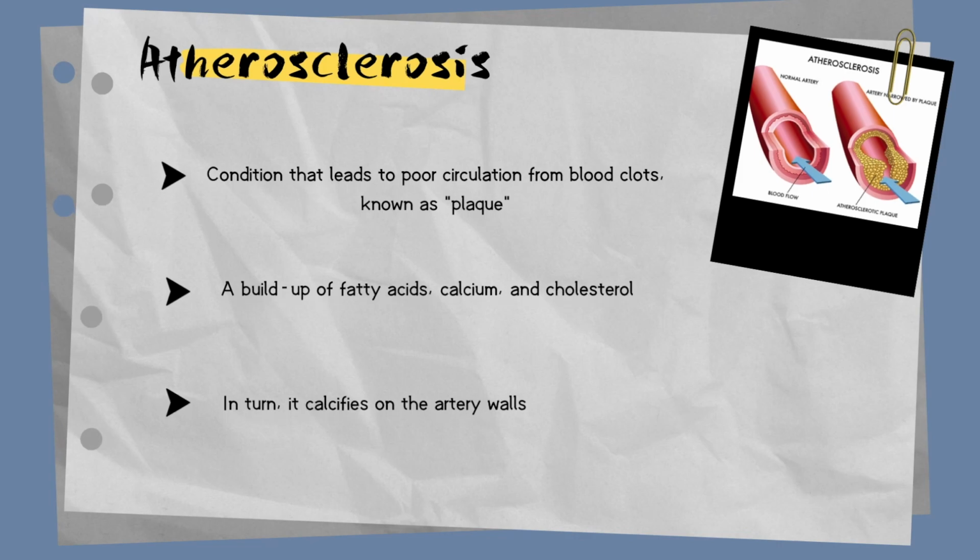Following up with atherosclerosis, this condition leads to poor circulation, with decreased blood flow by the formation of blood clots. This particular blood clot is a buildup of plaque in the arteries, essentially a buildup of fatty acids, calcium, and cholesterol that, as they increase, gradually form what we call plaque in the artery wall. Due to the buildup of plaque, it calcifies, meaning it thickens and becomes hard on the walls, thus clogging the arteries.